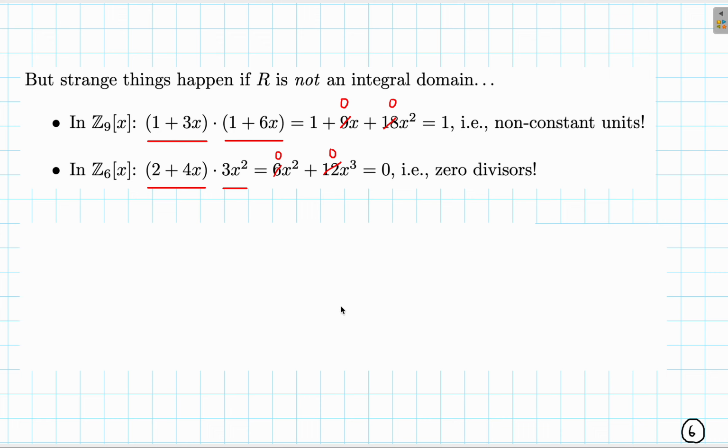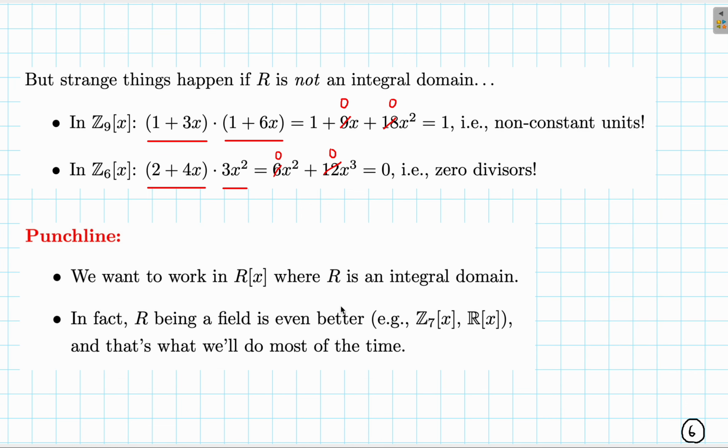Here's the takeaway. To avoid these strange things from happening, we like to work in polynomial rings R[x], where the coefficients come from an integral domain. And in fact, it's even better if the coefficients come from a field. So we like to work with Z7[x] or R[x], where R is the ring of real numbers. And that's what we're going to do from now on most of the time.